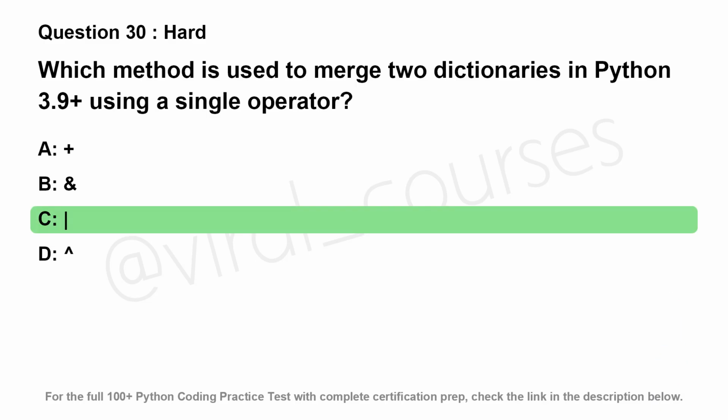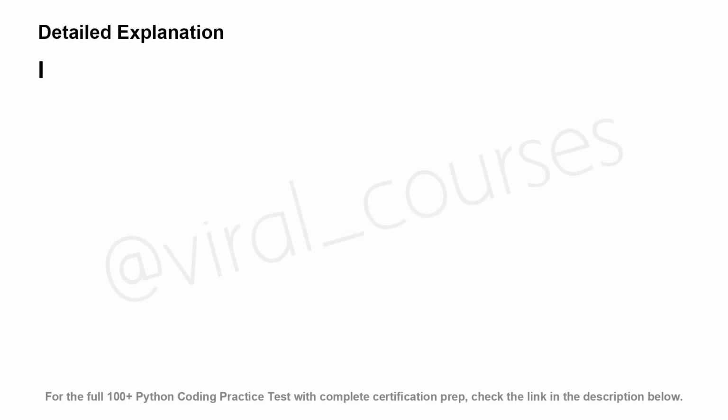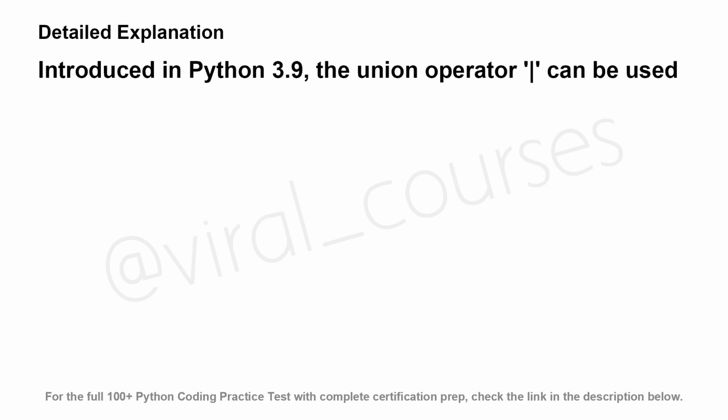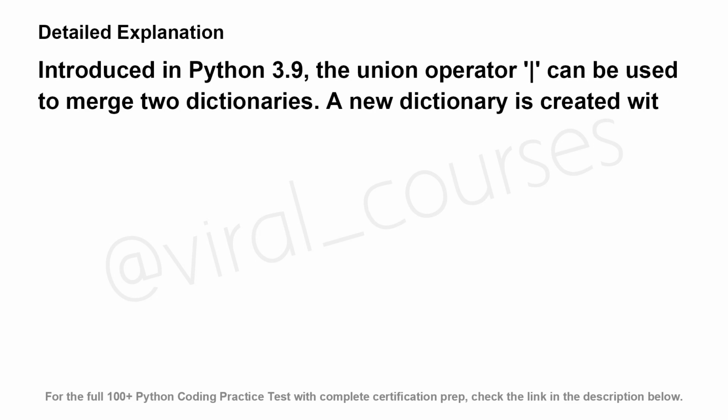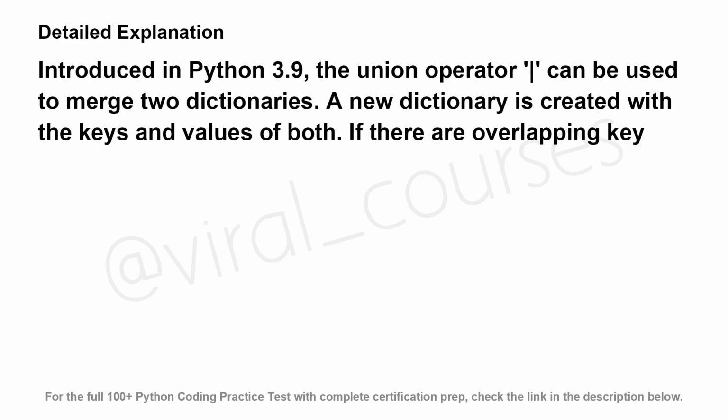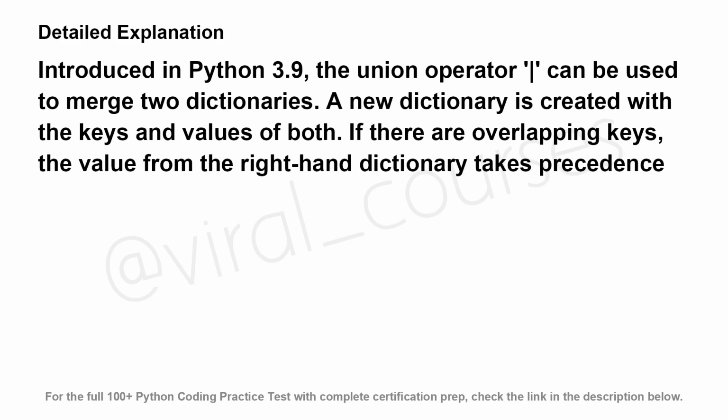The correct answer is C. Introduced in Python 3.9, the union operator can be used to merge two dictionaries. A new dictionary is created with the keys and values of both. If there are overlapping keys, the value from the right-hand dictionary takes precedence.